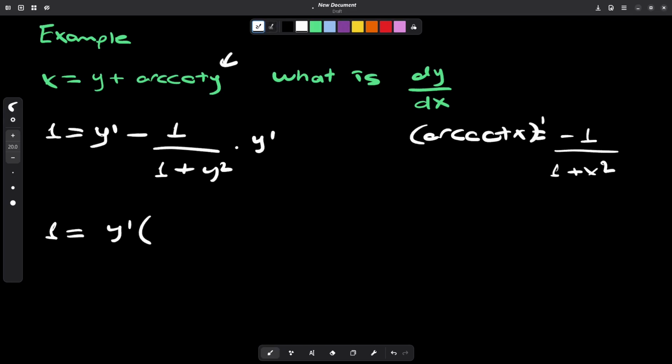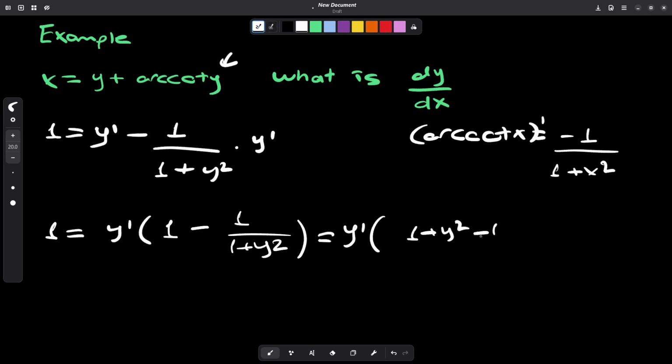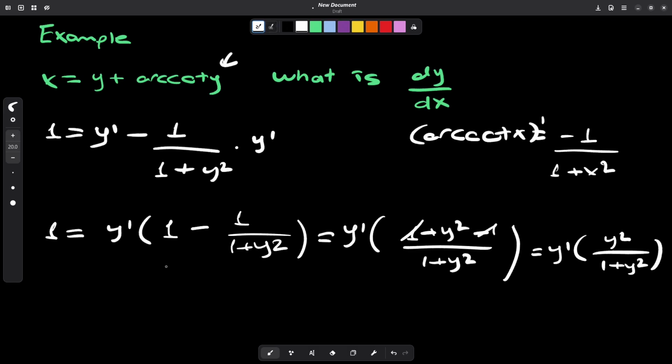Most of the time, you will just factorize y derivative, and after that, it's really simple algebra. What do we have? 1 minus 1 over 1 plus y squared. Let's do some algebra again. 1 plus y squared minus 1 over 1 plus y squared, which is equal to y derivative multiplied with y squared over 1 plus y squared.